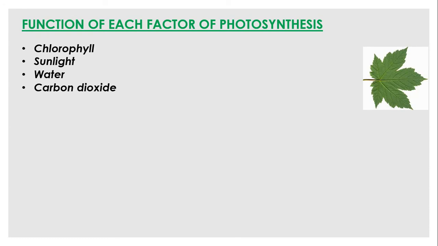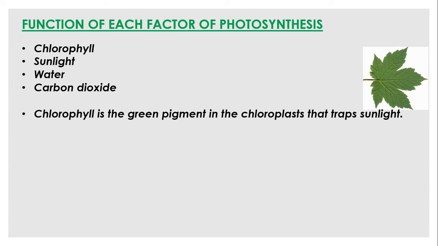You can also see the role of each factor. So we'll pick the chlorophyll. And we're saying that the chlorophyll is the green pigment found in the chloroplasts that traps sunlight. Chlorophyll is the green pigment in the chloroplast that traps sunlight.